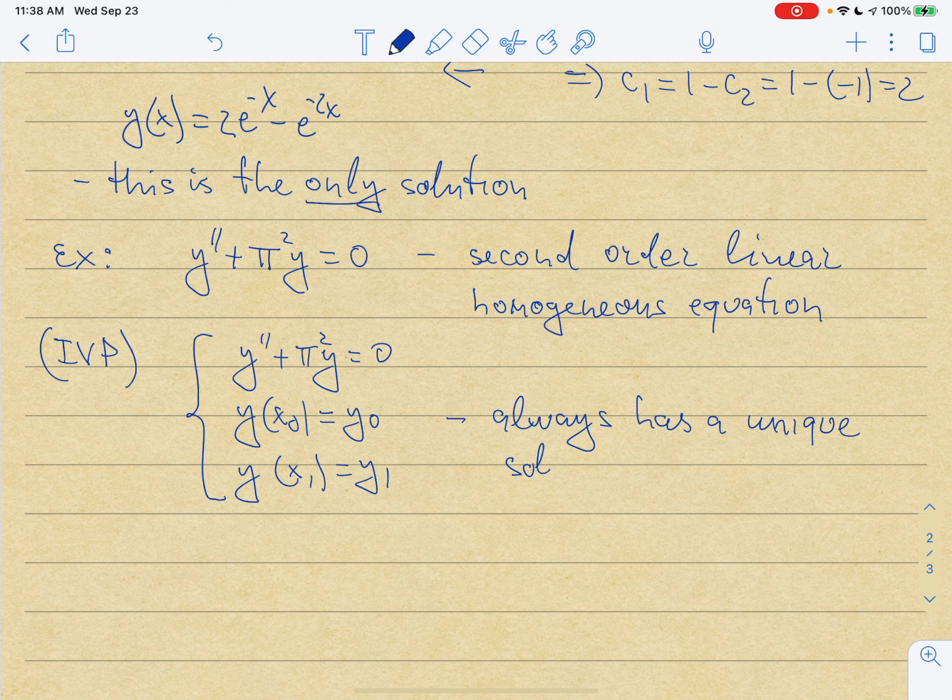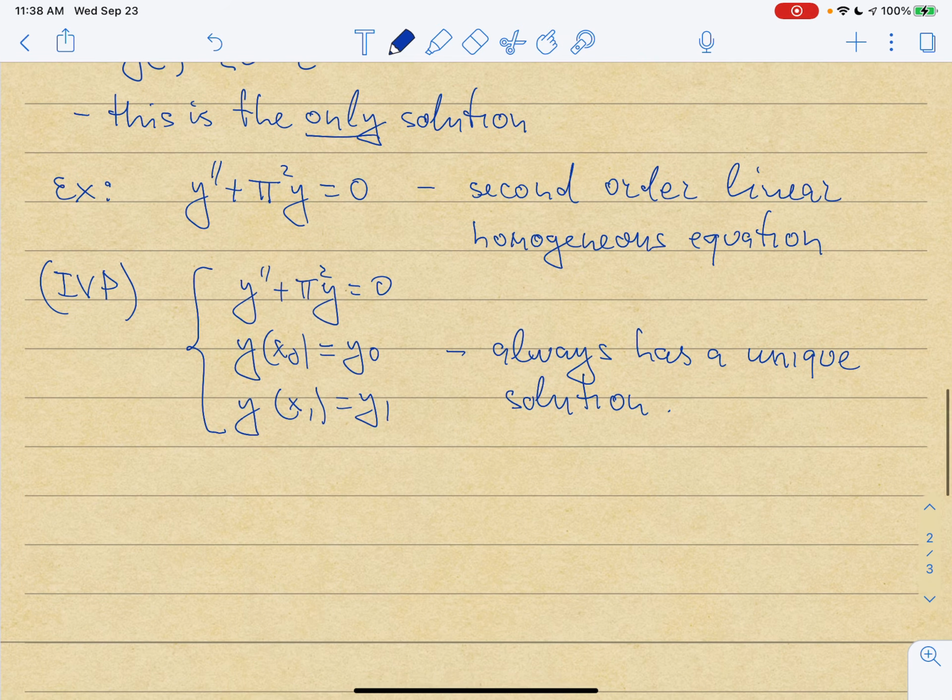From our observation above. Again, 1 and pi square are continuous functions, 0 is a continuous function, and 1 is not equal to 0 because the leading coefficient should not be 0.